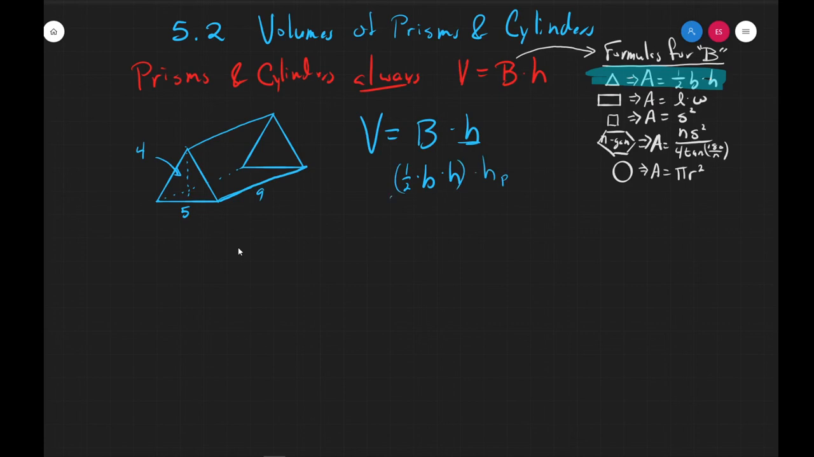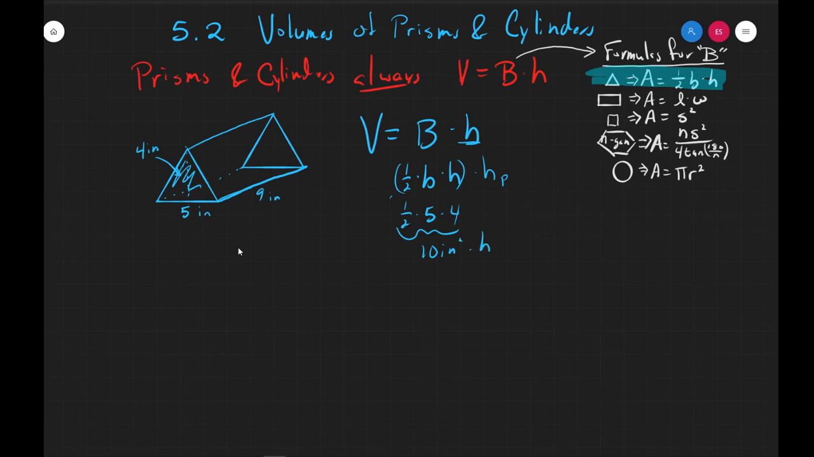Let's focus on just the triangle here first. So 1/2 times our base, which is 5, times our height, which is 4, if we multiply all those together, we're going to get 10 square units. Okay, let's say these are in inches. I apologize for leaving that out. Let's say these are in inches. So we're going to get 10 inches squared for our base.